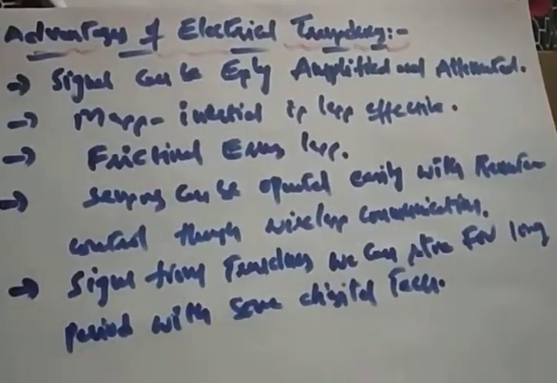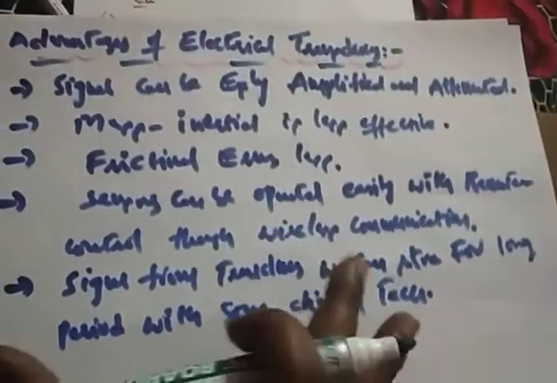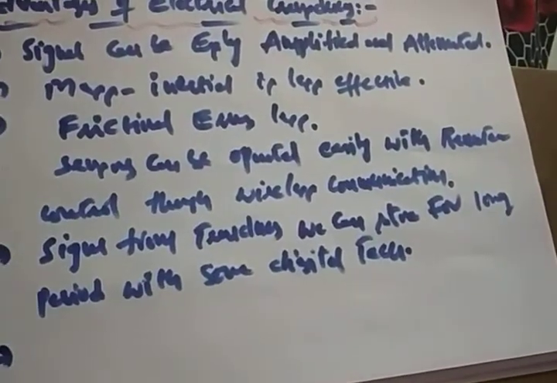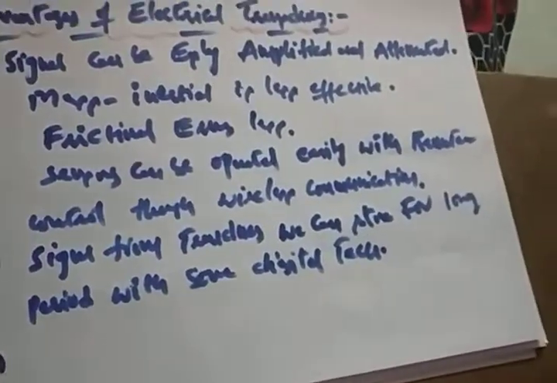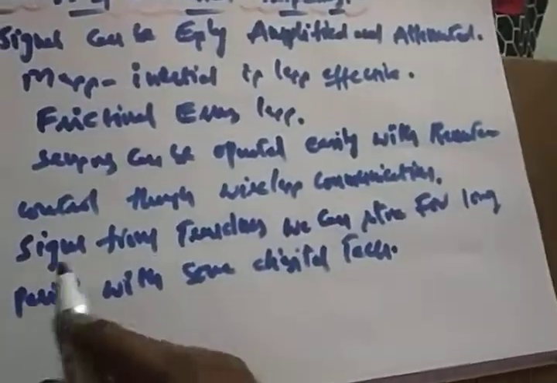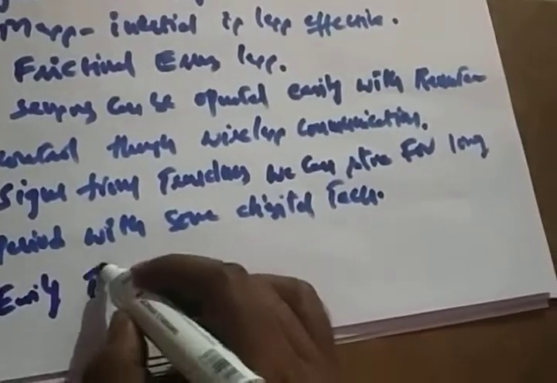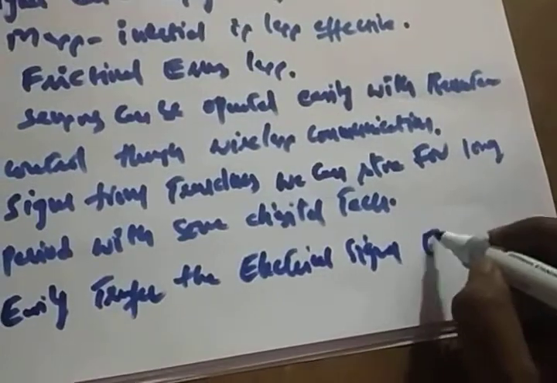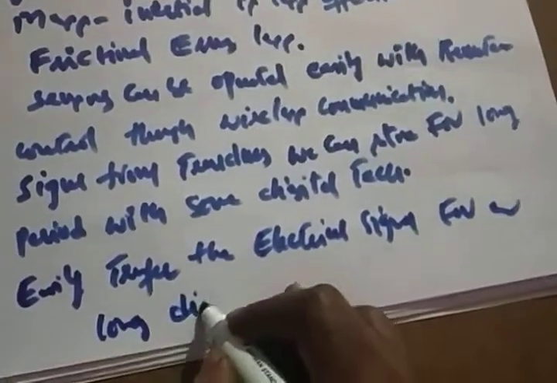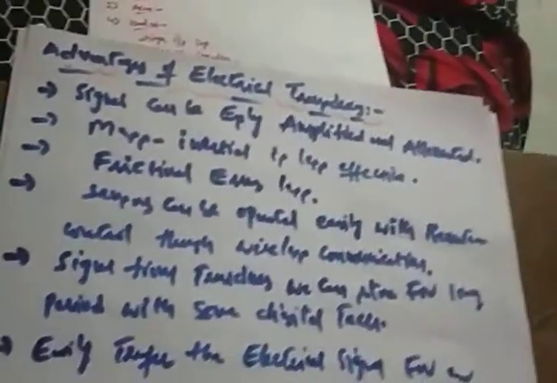And another advantage is that the signal coming out from the transducer can be moved over a long distance. Suppose one transducer generates an electrical signal from a non-electrical quantity, but I need to operate another system or instrument with the help of that signal. I need to transfer this electrical signal over a long distance. It will be very easy to transfer the electrical signal for a long distance.